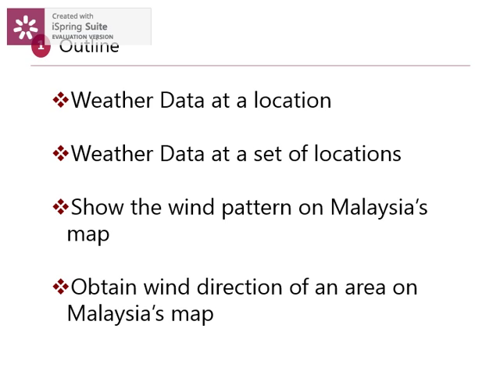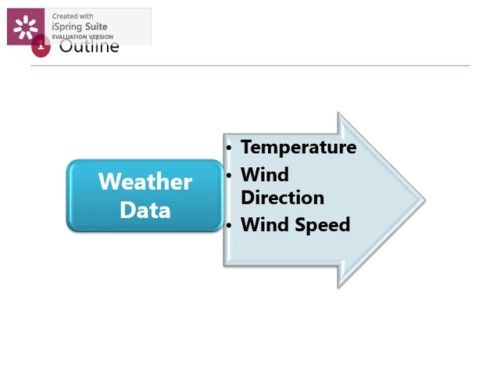These are the outline of the topics that I would like to discuss in this presentation. First, I would like to show you how to obtain the weather data at a specific location. Next, to obtain the weather data at a set of locations. Then, to show the wind pattern on Malaysia's map. And lastly, to obtain the wind direction of an area on Malaysia's map. Here, the weather data will be divided into three, which are temperature, wind direction, and wind speed.